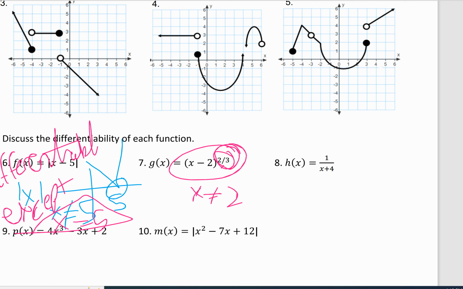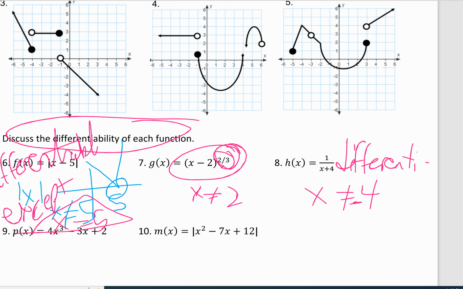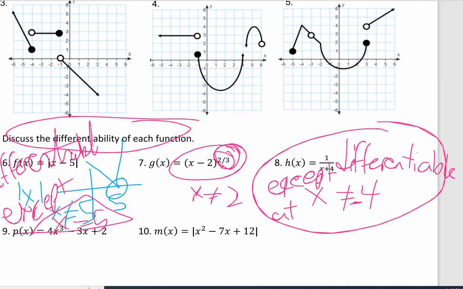You can't have x equal to -4. Say it a little bit better. Say differentiable, right? To answer the question as stated, you say differentiable except for, except at. So in this one, what?